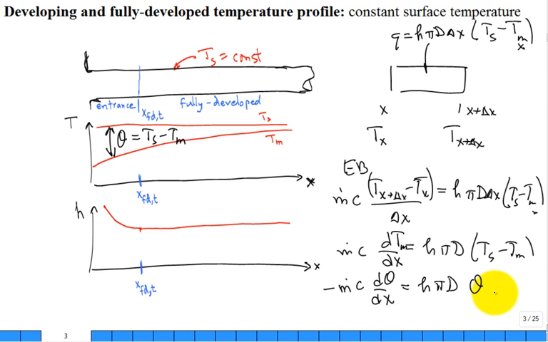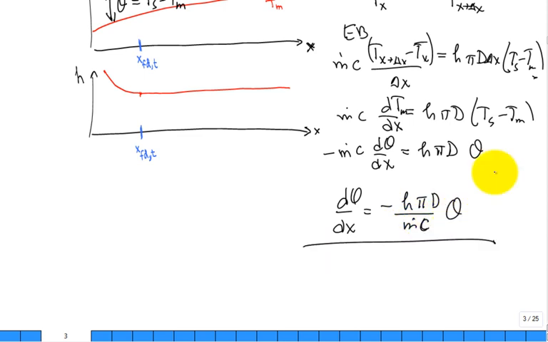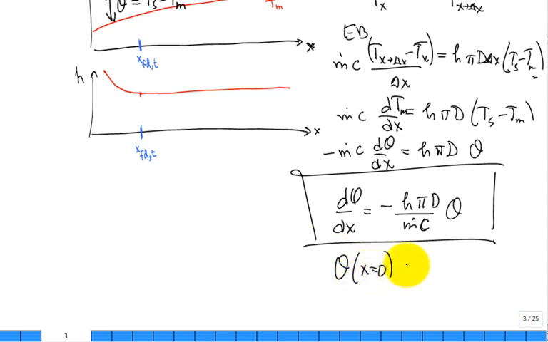You see that? And so I'm going to scroll it down just a little bit. d theta dx is equal to minus, you have a bunch of terms, h pi d divided by m dot c, theta. Hey, that's a nice differential equation. Ordinary, first order. I just need one initial condition, put the theta at x equal to 0 is equal to theta naught, and you can solve it, can't you? You get that exponential. The temperature difference starts at some value and then goes down to 0 after a long time.